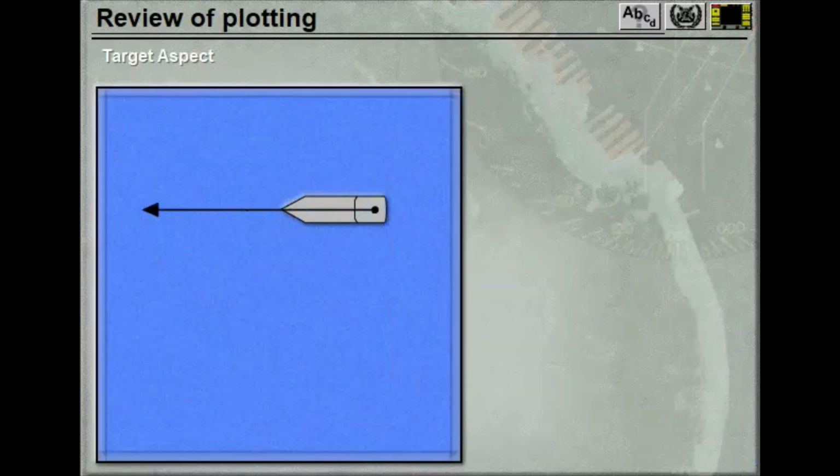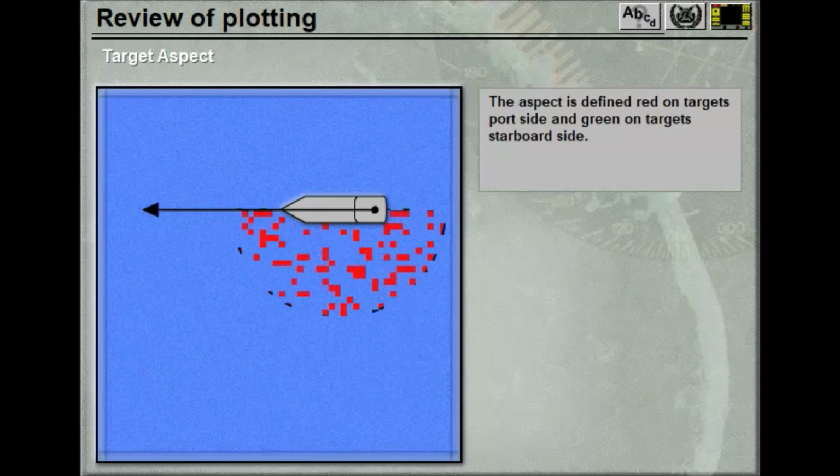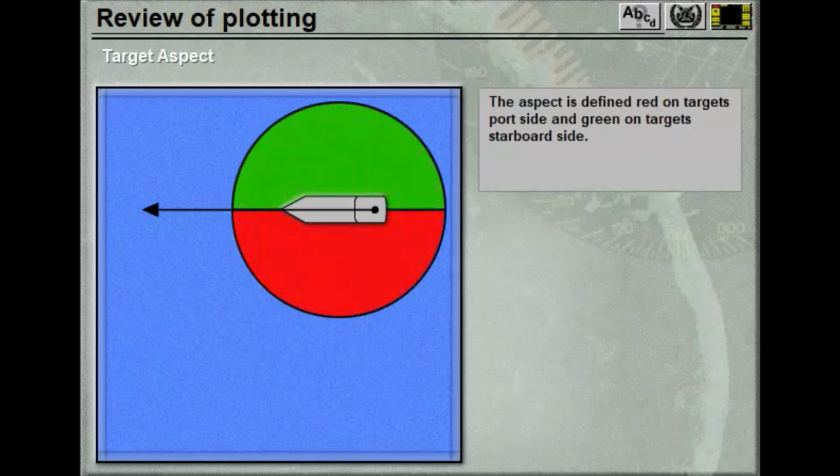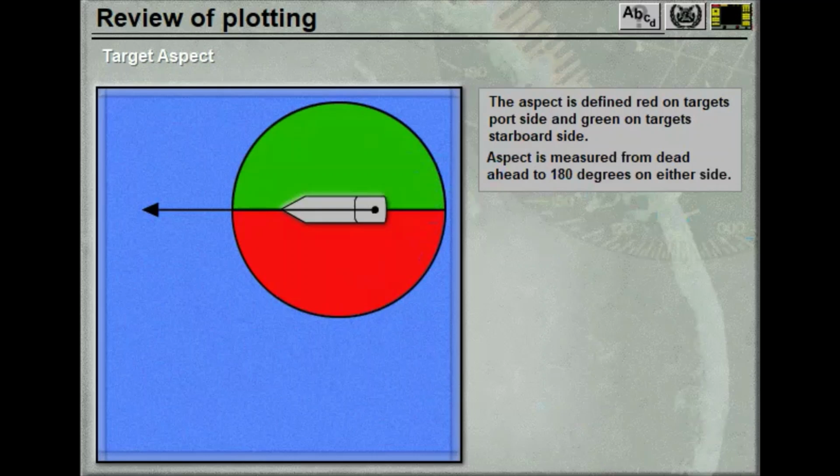Marine radars have many limitations, and the centimetre radar does not show up the aspect or leading edge of a target. The aspect is defined red on the target's port side and green on the target's starboard side. Aspect is measured from dead ahead to 180 degrees on either side.